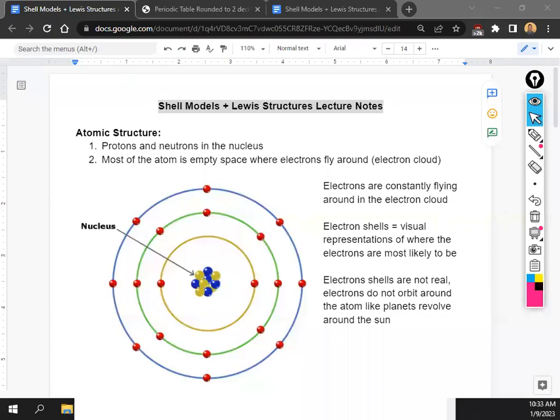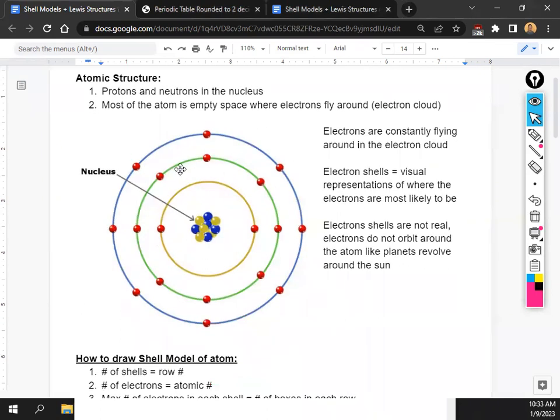Okay, so today we're talking about something called shell models first. We're going to learn how to draw different atoms, and then after that, we're going to get into a different type of drawing, which will be a little bit easier to draw. So you guys don't need to copy this down. This is kind of review from earlier this year. But you guys should remember that this is kind of what an atom looks like.